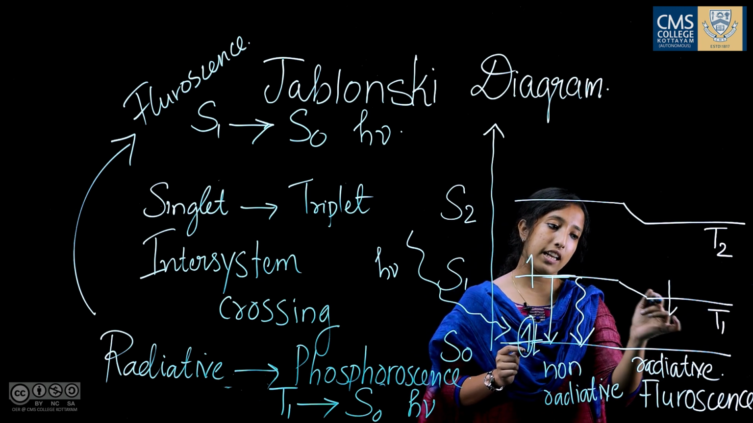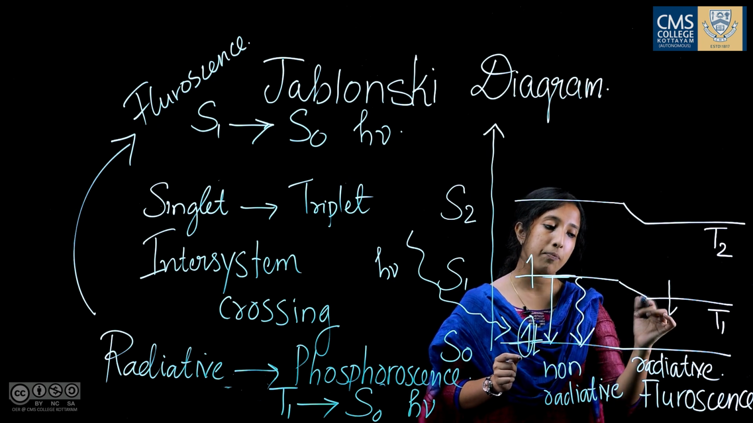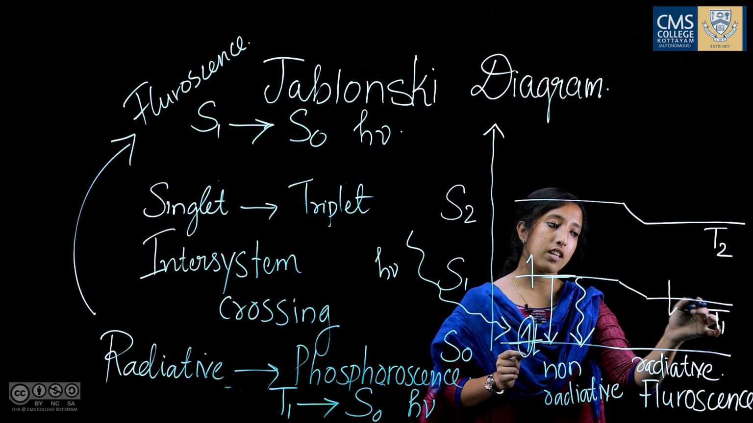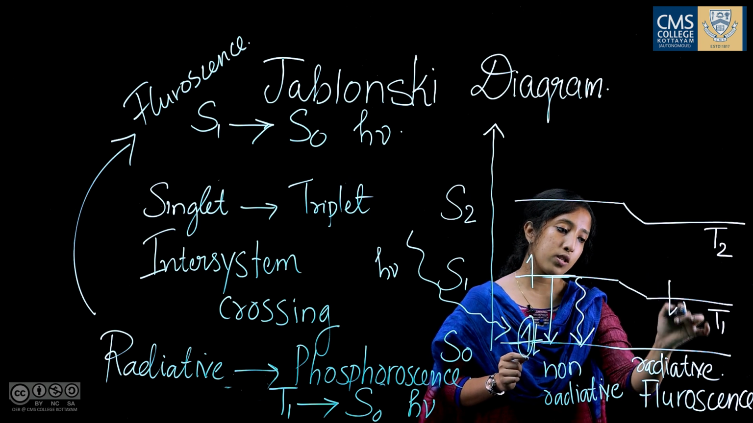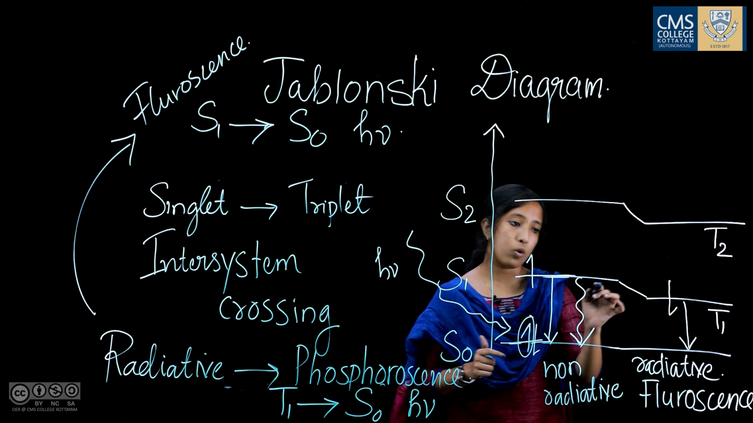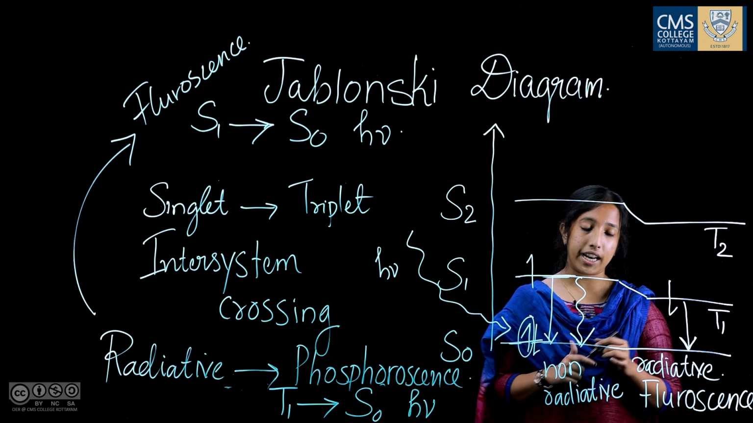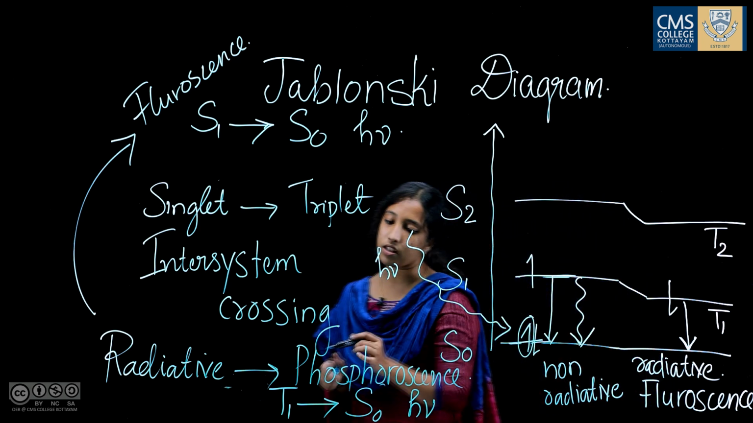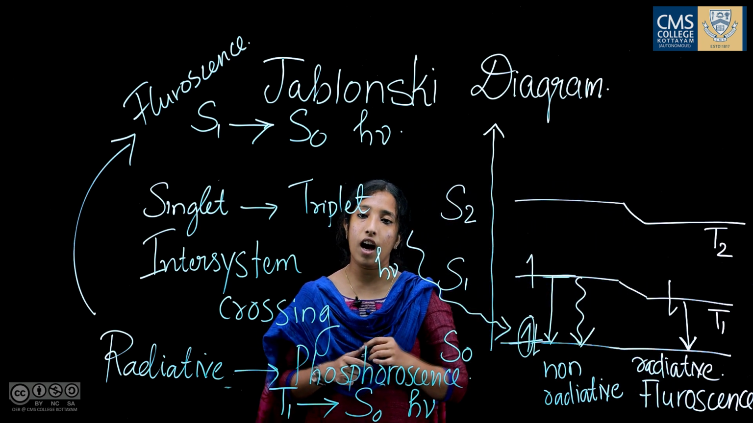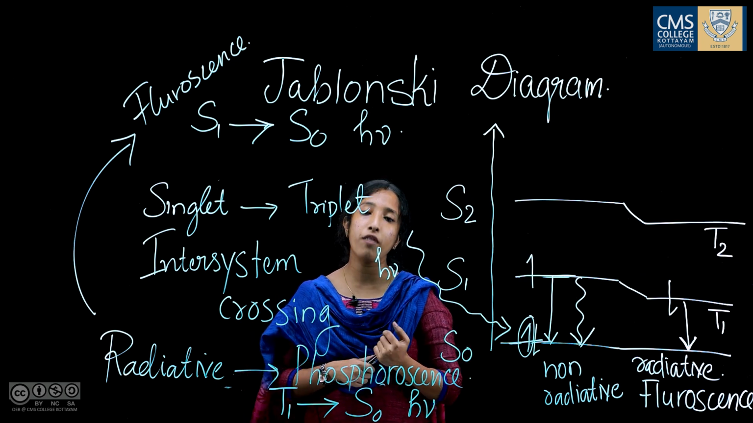In this triplet state, the electron can stay for a little more time, and after some time this electron goes back into the ground singlet state. Going back into the ground singlet state can be a radiative process, and that radiative process is called phosphorescence. I hope you understood the Jablonski diagram and the different aspects of photochemistry.